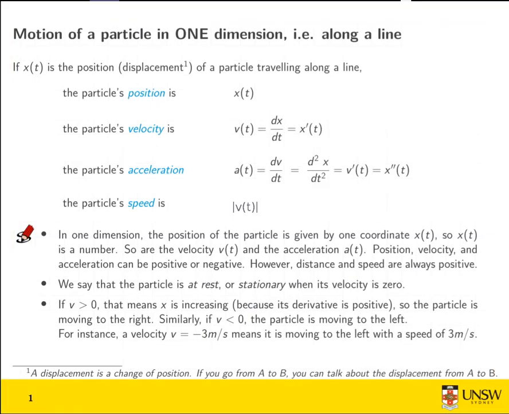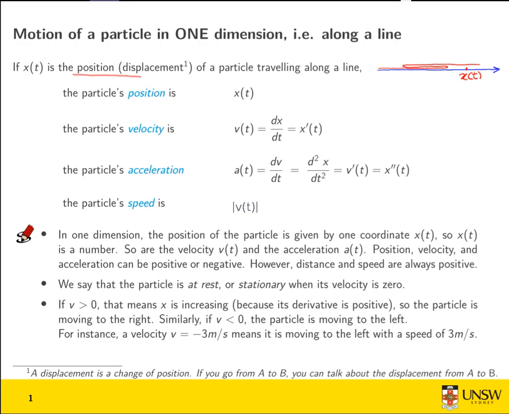In this video, we'll use calculus to study the motion of a particle in one dimension. In one dimension means that the particle is on the line, it can go back and forth on the line, but it has to stay on the line. So the position of the particle on the line is given by one coordinate, which we call x of t, and that's a number. That gives the position of the particle.